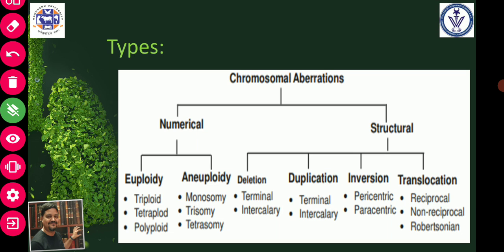So, in the last class, we have already discussed that chromosomal aberration is of two types. The first one is structural aberration, and the second one is numerical aberration. In numerical chromosomal aberration, this has been divided mainly into two parts, that is euploidy and aneuploidy. So, let us start today about the numerical chromosomal aberration.